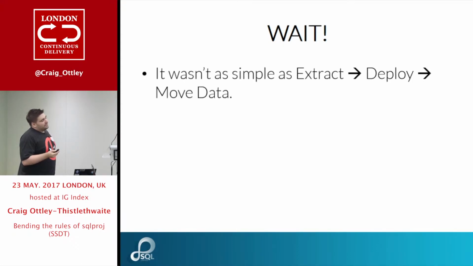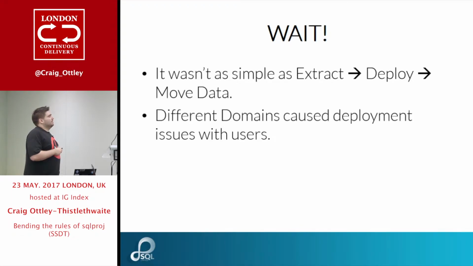It wasn't as simple as extracting, deploying, and moving the data. Different domains caused deployment issues. Does anyone deal with different domains here at the moment? No? If you imagine you have different domains, you'd have something like IG test / test user, and then in production you'd have IG prod / user. That causes a lot of problems in SSDT because you can't variabilize it. You can't say, give this user this variable and go off and deploy it. The way SSDT works is it needs to know that user is inside of that pack, so it'll deploy it properly for you.